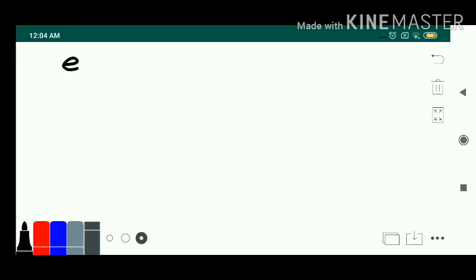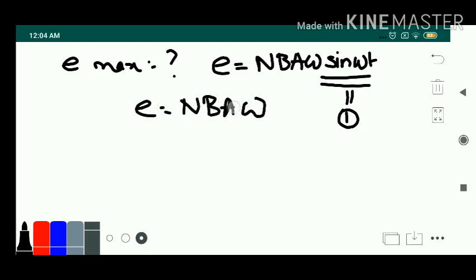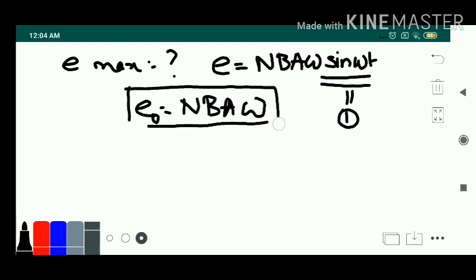When is EMF maximum? So you had an expression, EMF is equal to NBA omega, what? You had sine omega t. Right. So if sine omega t's value is equal to 1, then E will be equal to NBA omega. That is the expression for maximum EMF. Let's say that EMF I am going to write as E0. This is the maximum EMF that can happen in a coil when it is placed in an external magnetic field and that coil is rotating, right?